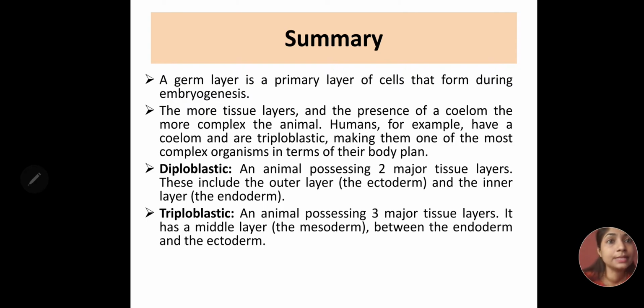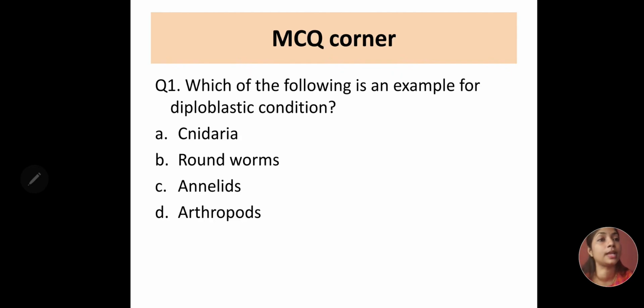So to quickly summarize, a germ layer is a primary layer of cells that forms during embryogenesis. The more tissue layers and the presence of a coelom, the more complex the animal is. Humans, for example, have a coelom and are triploblastic, making them one of the most complex organisms in terms of their body plan. And we have the diploblastic condition, that is any animal possessing two major tissue layers, ectoderm and endoderm, are called diploblasts. And the triploblastic condition is where the animal possesses three major tissue layers, that is ectoderm, endoderm, and a middle mesoderm. And such animals are known as triploblasts.